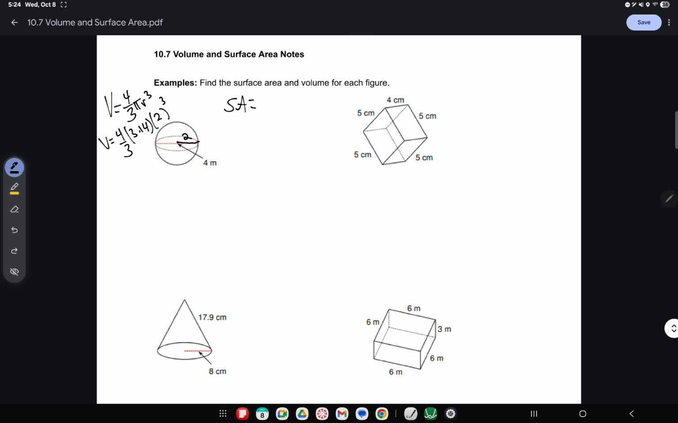And then I can put this in a calculator. So 4/3 times 3.14 times 2 cubed. So that's 2 times 2 times 2. And I get 33.493 repeating. So we could round that and just say 33.5. And let's see, it's in meters. And volume is cubed.